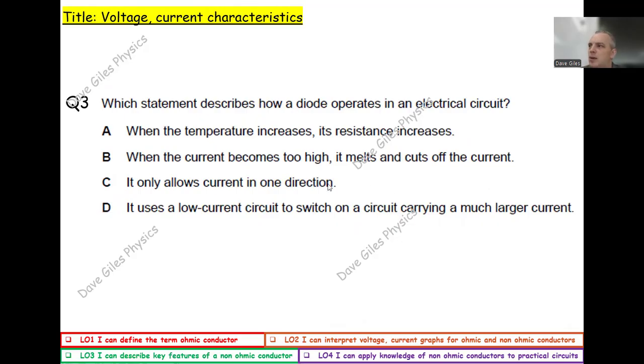When the current becomes too high, it melts and cuts off the current. That sounds more like a fuse. It only allows current to flow in one direction. That is true, but we'll just double check it's not D. It uses a low current circuit to switch on a circuit carrying a much larger current. That sounds like a relay, so the answer is C.